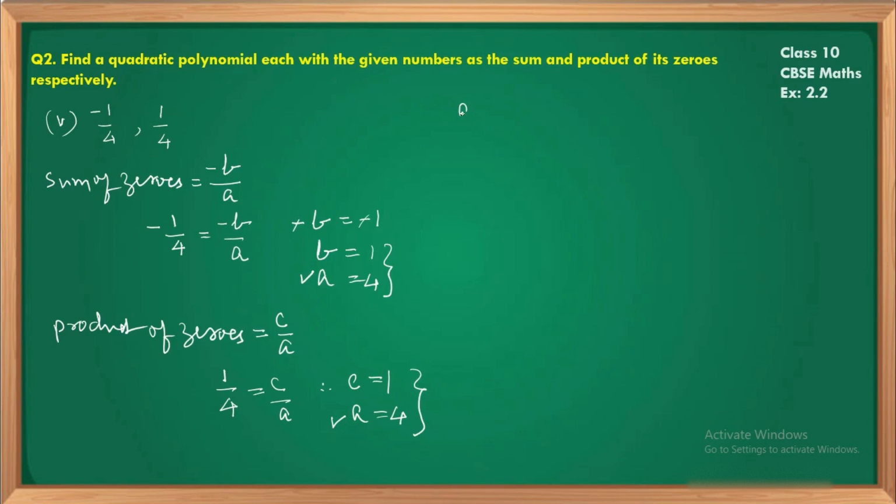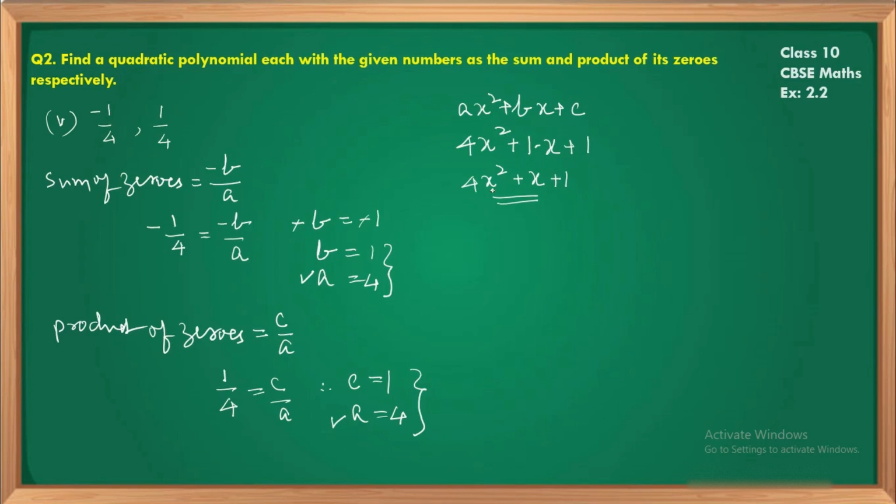We know that ax square plus bx plus c is the form, and now substitute the values of a, b, c in this equation. A is 4, put 4x square plus b. B is 1, 1 into x plus c is again 1. Simplify this, you get 4x square plus x plus 1. So this is the quadratic polynomial of the question.